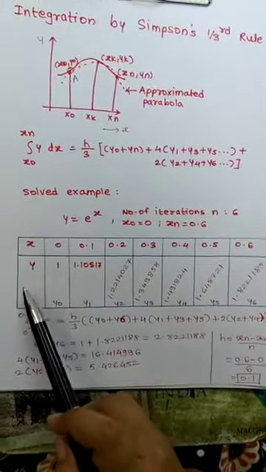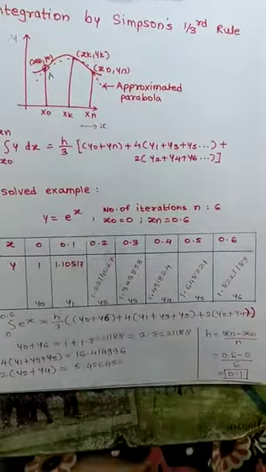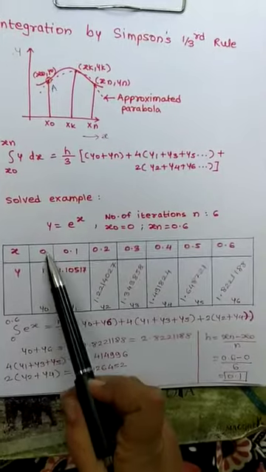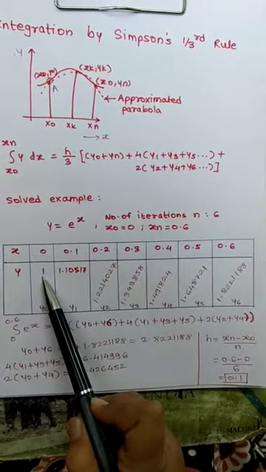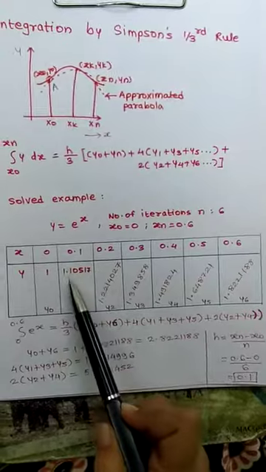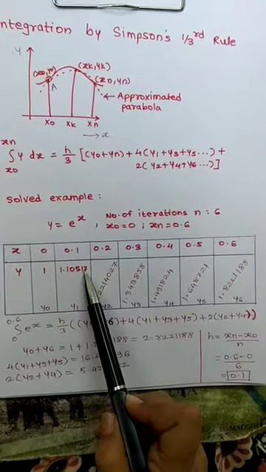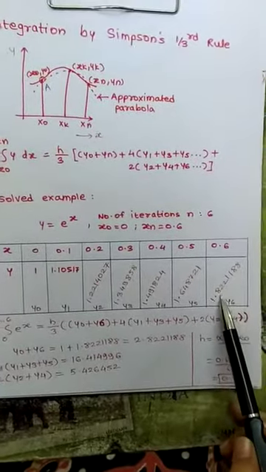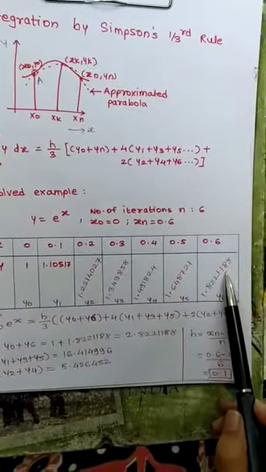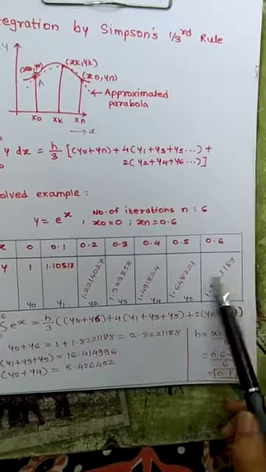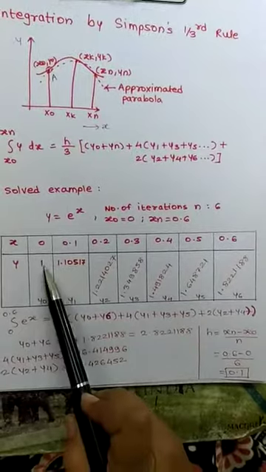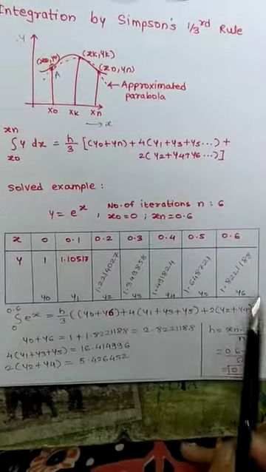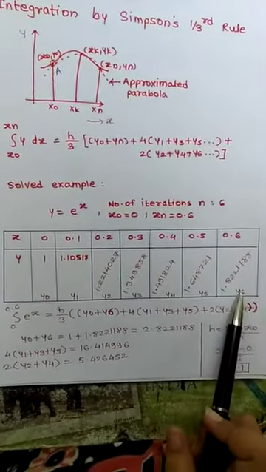Now if we solve the function e raised to x, all of you open your calculator and just check it. E raised to 0 is coming as 1, right? E raised to 0.1 is coming as 1.10517, and accordingly we calculate the values till e raised to 0.6. These are the values of the function at the corresponding values of x. So this 1 is y0, 1.10517 is y1 and so on. So we have y0 to y6.